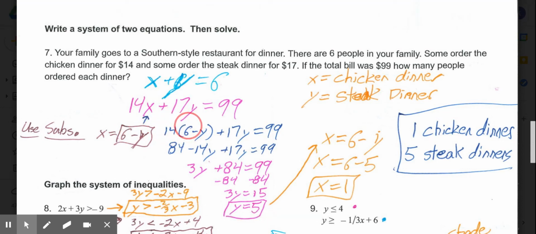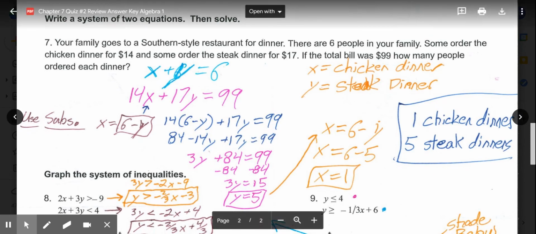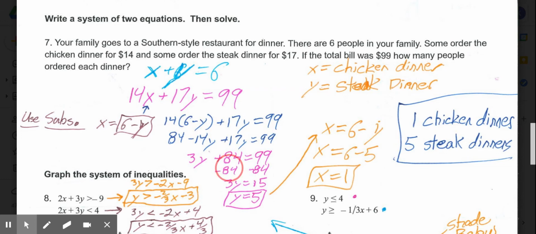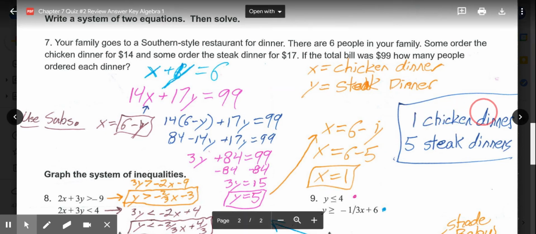Then I distribute the 14, so I end up with 84 minus 14y plus 17y equals 99, meaning 3y plus 84 is 99. Subtract 84 from each side, 3y is 15. Divide by 3, and y equals 5. Then I can put that back into the x equals 6 minus y, so x equals 6 minus 5, meaning x equals 1. So there was 1 chicken dinner sold and 5 steak dinners.